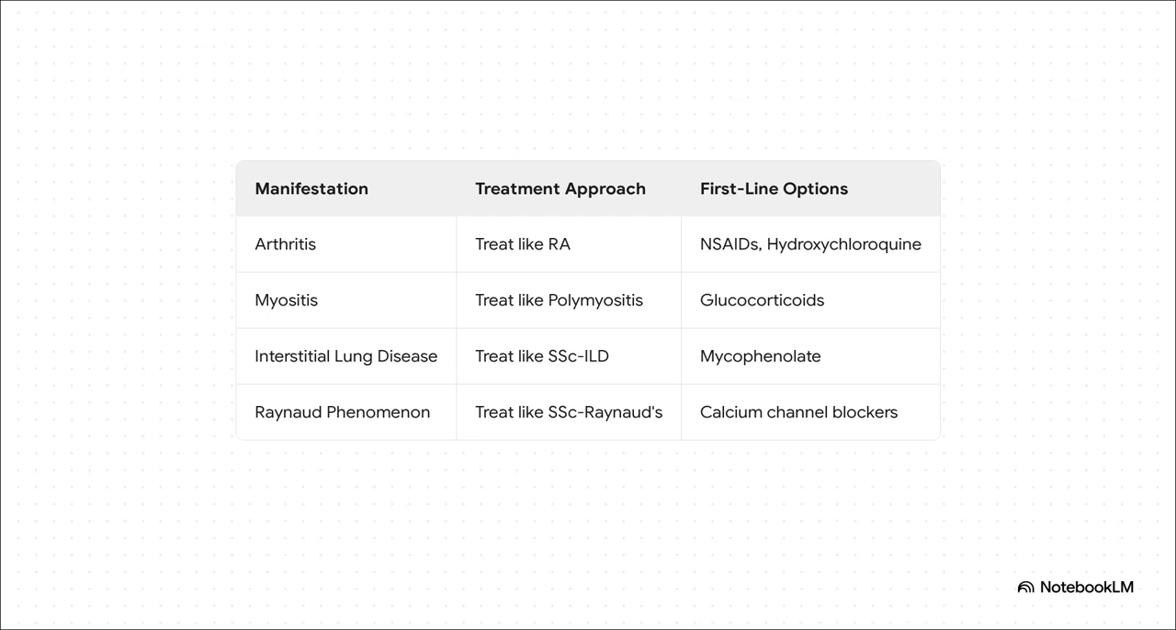So let's say a patient's main problem is arthritis. Doctors will pull from the rheumatoid arthritis playbook and use medicines like hydroxychloroquine. If muscle inflammation is the big issue, they'll turn to steroids and other immunosuppressants. And for that very serious lung disease we just talked about, that's when they bring out the heavy hitters, like mycophenolate. It's a really targeted approach.